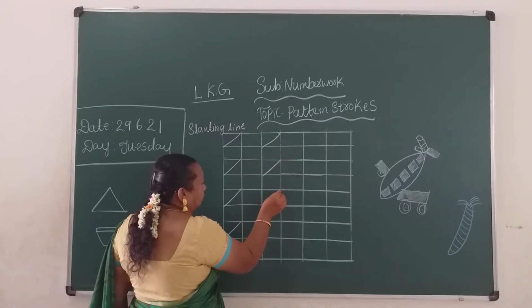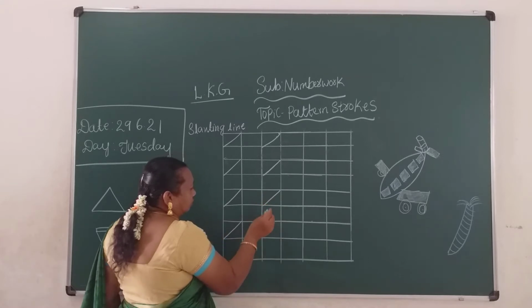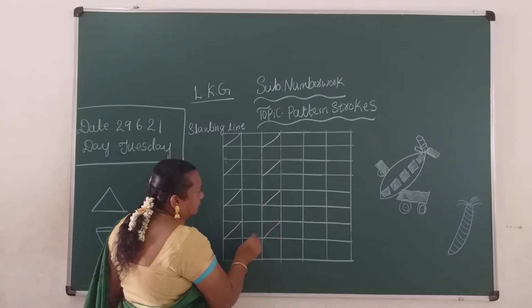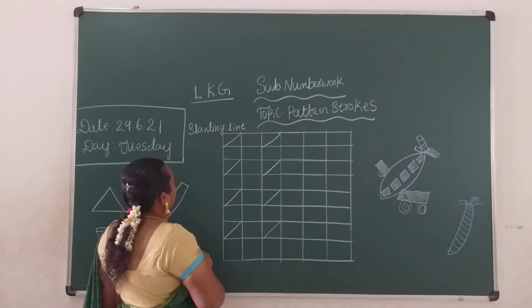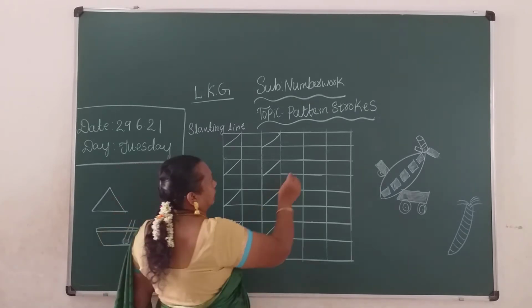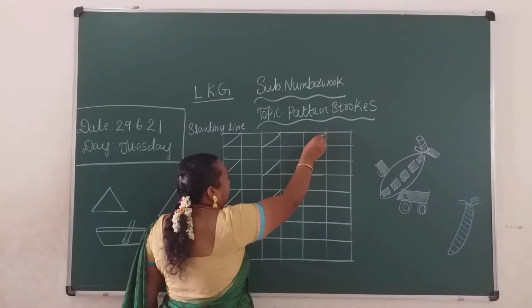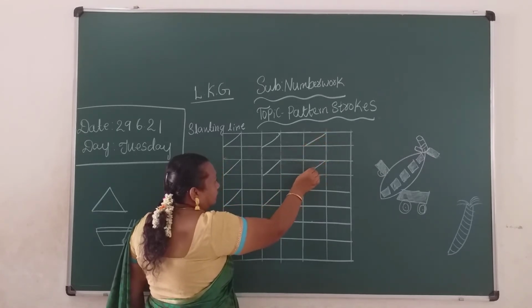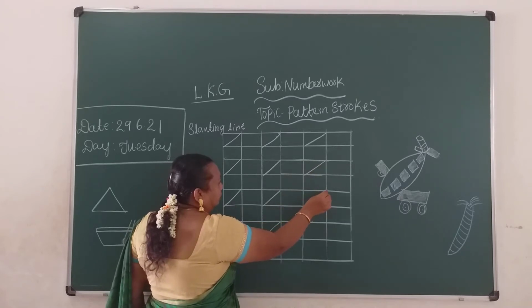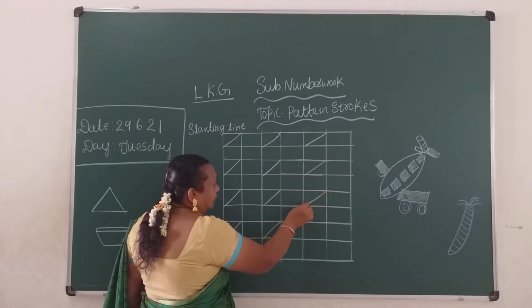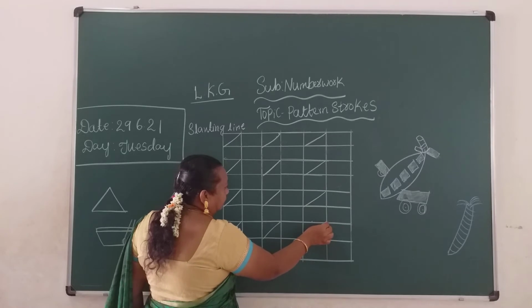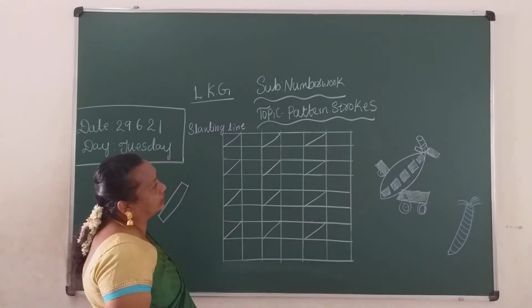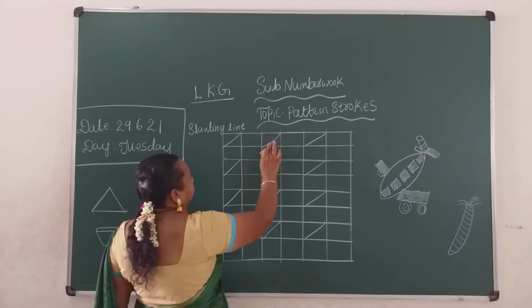Touch this corner to this corner. Before that, I have to put the dots. What is a slanting line? Left side slanting line.